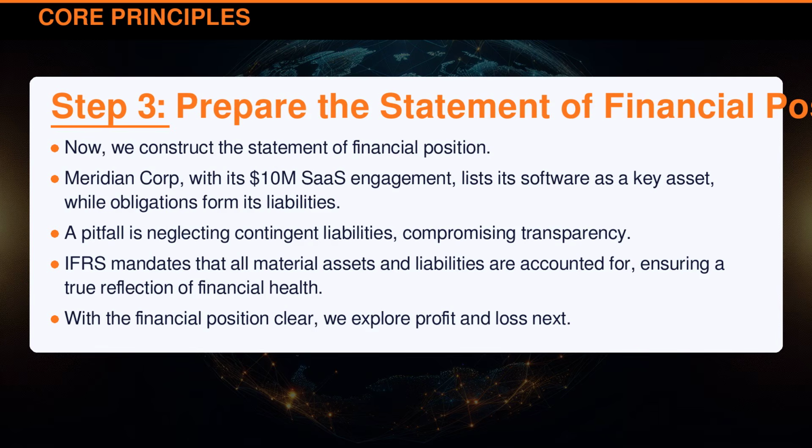Now, we construct the statement of financial position. Meridian Corporation, with its $10 million SaaS engagement, lists its software as a key asset, while obligations form its liabilities. A pitfall is neglecting contingent liabilities, compromising transparency. International Financial Reporting Standards mandate that all material assets and liabilities are accounted for, ensuring a true reflection of financial health. With the financial position clear, we explore profit and loss next.